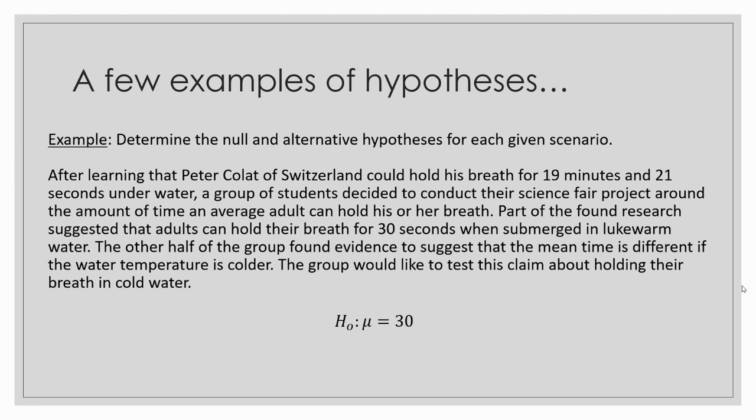Now, the question is, what is the alternative? Well, if you read the second to last sentence in this scenario, there's evidence here that says that the mean time is different if the water temperature is colder. And reading further, it says the group wants to test that claim, that it's different than 30. So what does different mean? Well, it means it could be more. It means it could be less. So how do you write that? Well, we say that it's not equal to 30. And so that helps us to see then that it could be more or it could be less.